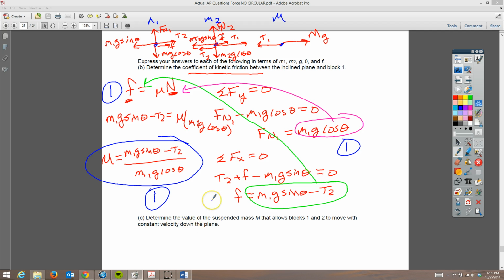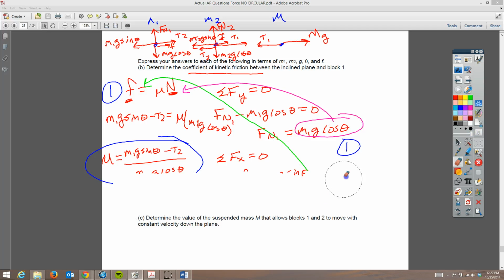For letter C, this one is next, and this is 5 points. What they want us to do for letter C is figure out what is the value that allows blocks 1 and 2 to move with a constant velocity down the plane. So we're going to try to keep what we've got up top, because we're going to need that here in just a second. We'll make my eraser really big so I can get rid of all this.